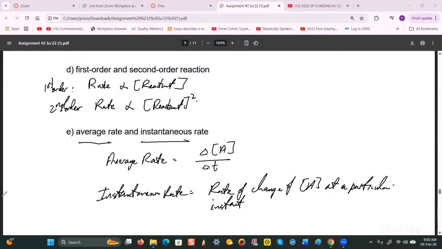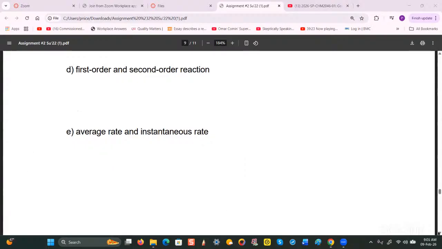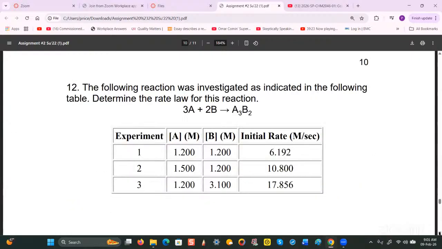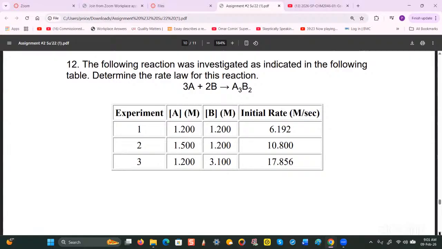All right, continuing. Okay, so number 12 deals with determining the rate law of a reaction based on data that's collected. In some textbooks, they call this the initial rate method. And in the interest of time, I'm going to do the first one.